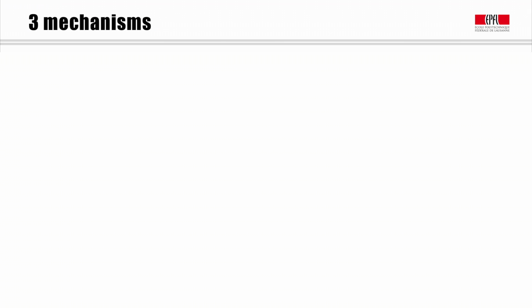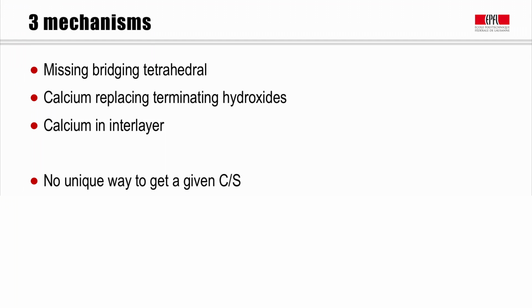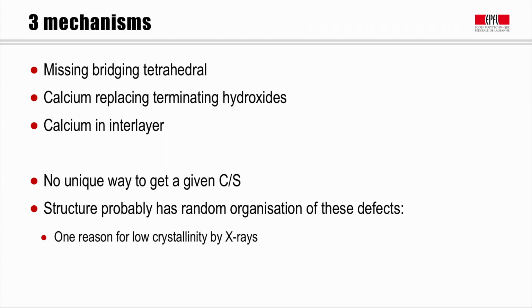So just to summarize here, what we've seen is that there are 3 kinds of defects we can put in tobermorite. We can have missing bridging tetrahedra, we can have calcium replacing terminating hydroxides, and we can have calcium in the interlayer. And really what's important is that there's no unique way to get a specific calcium-silicon ratio. We can have different combinations of these three kinds of defect mechanisms. And what we think is that the structure probably has a really random organization of these defects.